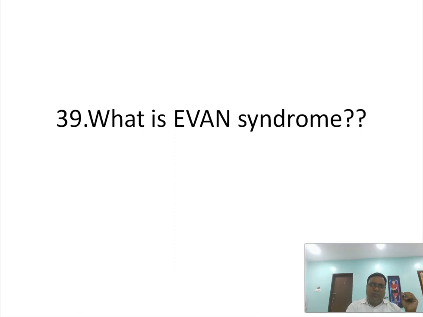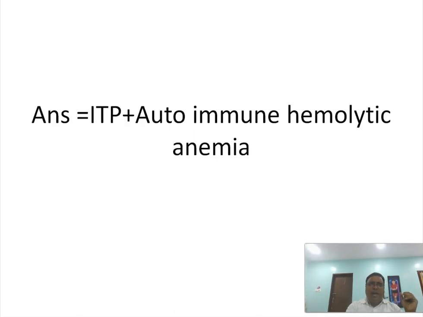What is Evans syndrome? Evans syndrome is ITP plus autoimmune hemolytic anemia. ITP plus autoimmune hemolytic anemia is called Evans syndrome.